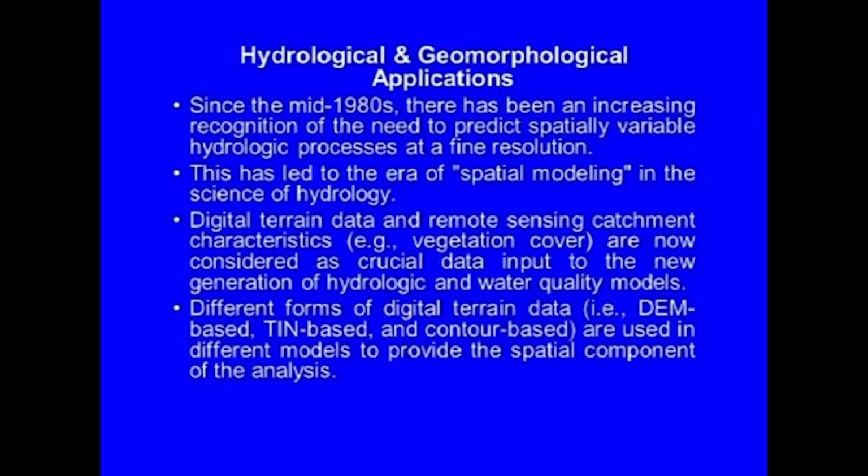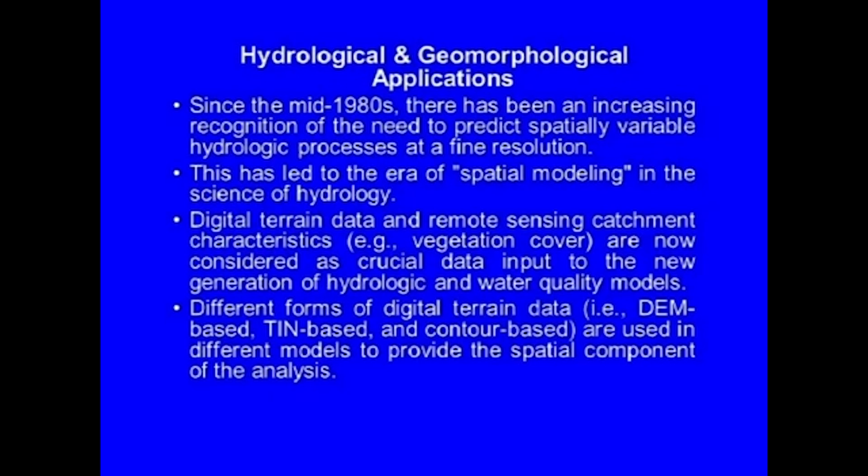Hydrological and geomorphological applications. Since the middle 1980s, there has been an increasing recognition of the need to predict spatially variable hydrologic processes at a fine resolution. This has led to the era of spatial modeling in the science of hydrology. Digital terrain data and remote sensing catchment characteristics, that is vegetation cover, are now considered as crucial data input to the new generations of hydrological and water quality models.